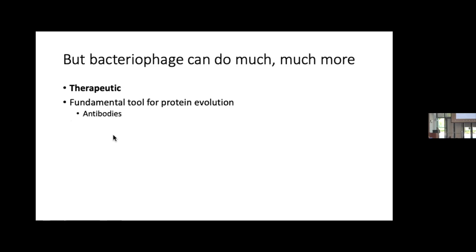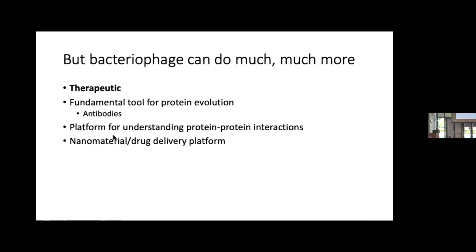But phage are a fundamental tool for studying protein evolution. I think the development of monoclonal antibodies is case one for that. It's a platform for understanding protein-protein interactions. It's a nanomaterial, potentially a drug delivery platform. And really, I think the limit is just up to what we can imagine and coming up with clever new ways to leverage this platform.